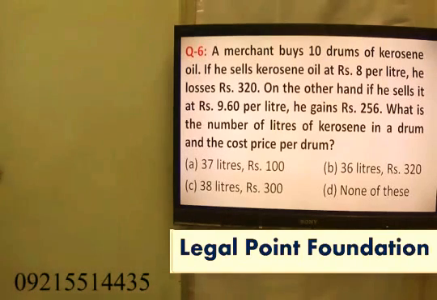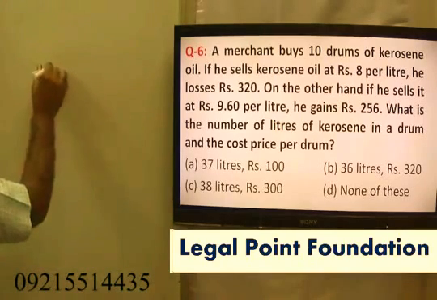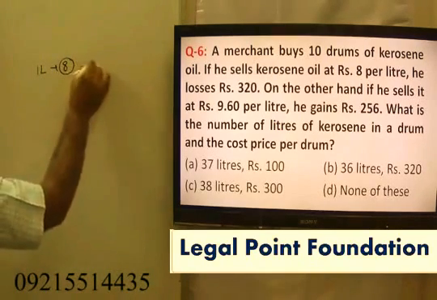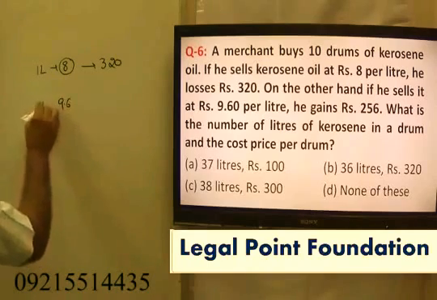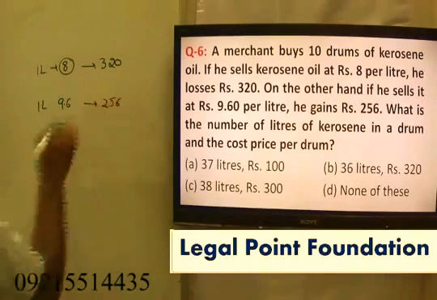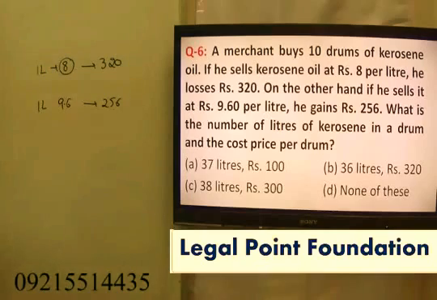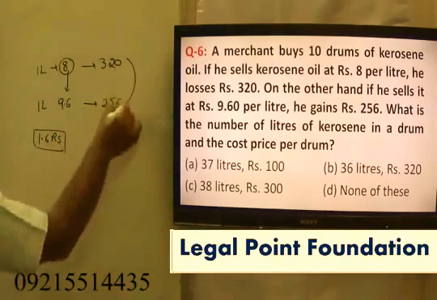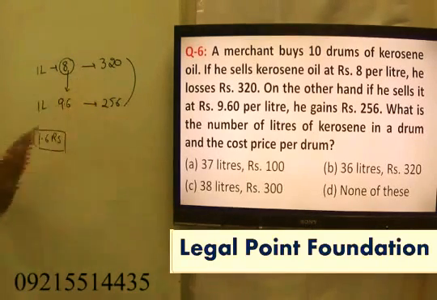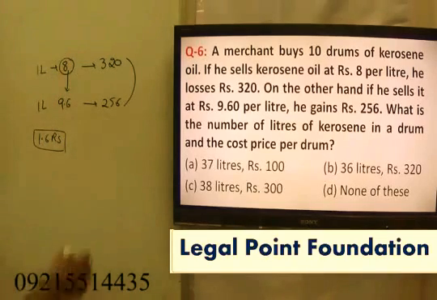Okay, what is given? If he sells at rupees 8 per liter, he loses rupees 320. It means on 1 liter, if he sells it for rupees 8, total loss was 320. Okay. Now if he sells it for 9.6 per liter, his gain was 256. Right. Now what can we say? Because of the difference in the selling price, that is 1.6 rupees per liter, what is the total change in the profit? Earlier it was loss, now it is profit. What will the total change be? The addition of both, make it 6, 5 to 7 and 5, 576. Total change was that one.